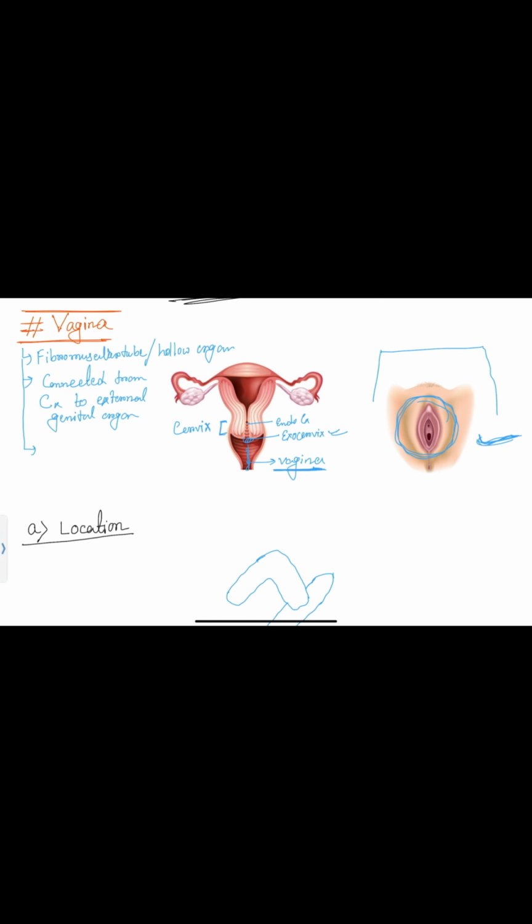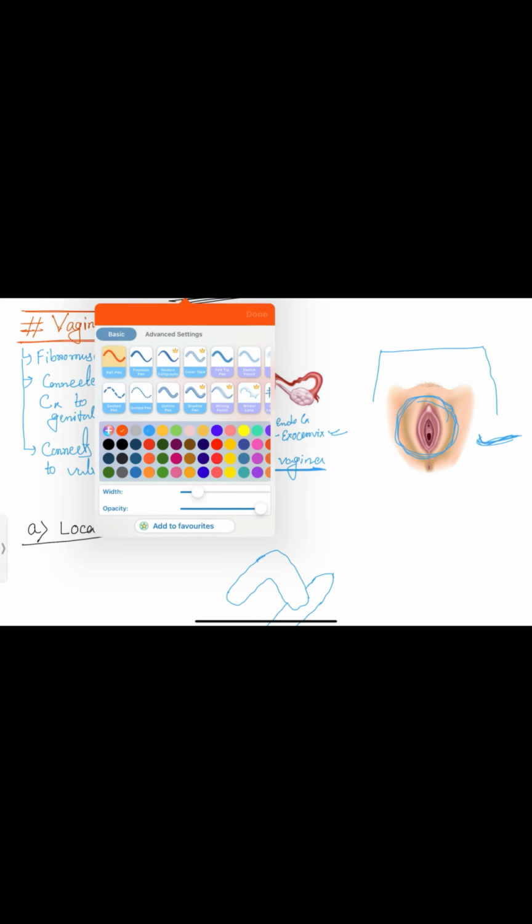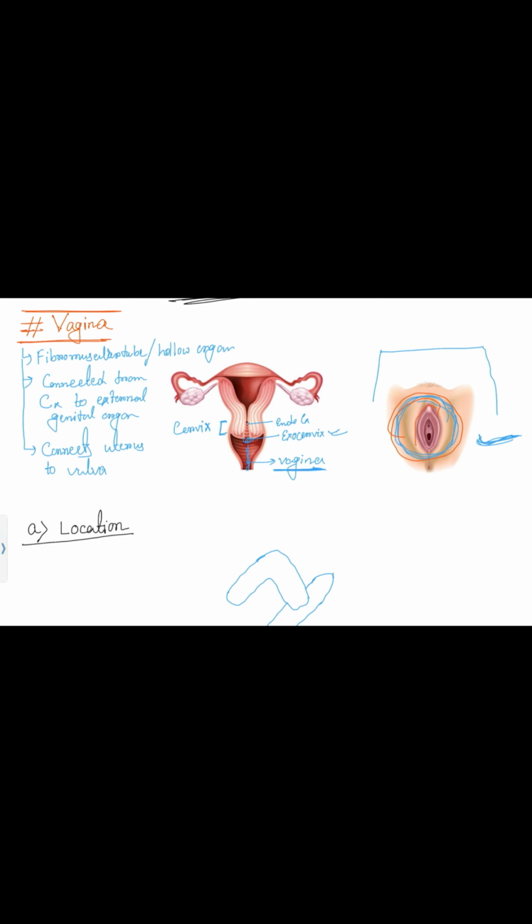Or in other words, this hollow organ, the vagina, connects the uterus to your vulva. Vulva means this whole pinkish region. So from the uterus till this vulva region, the vagina is connecting like a channel. Okay, so that's all about this concept of the vagina.